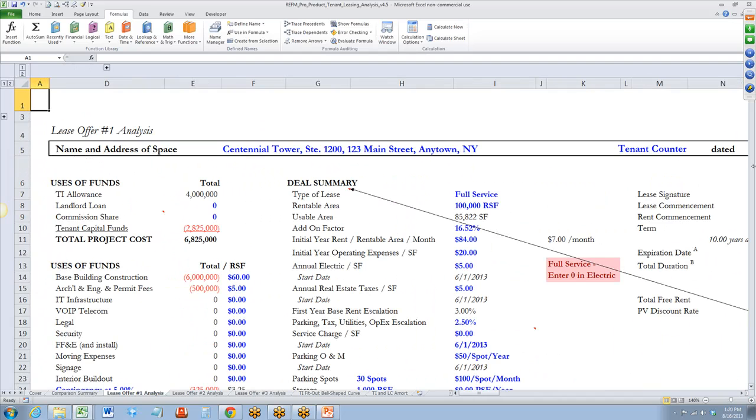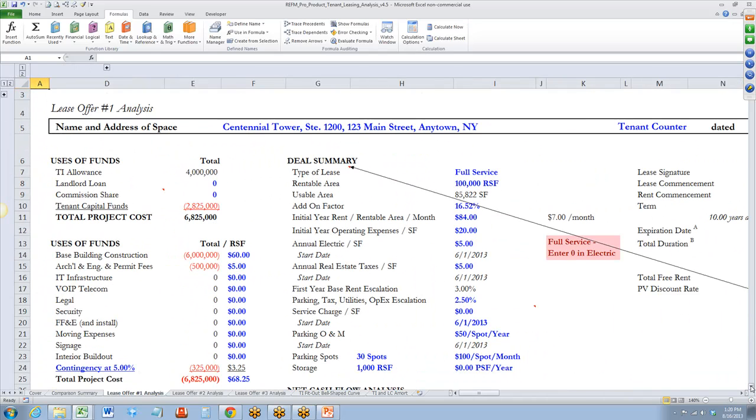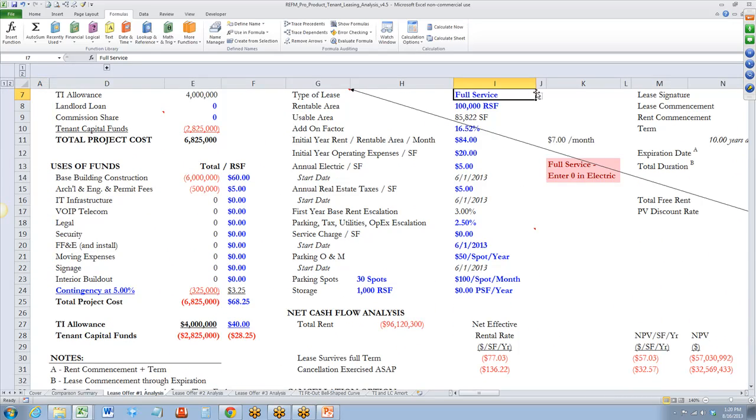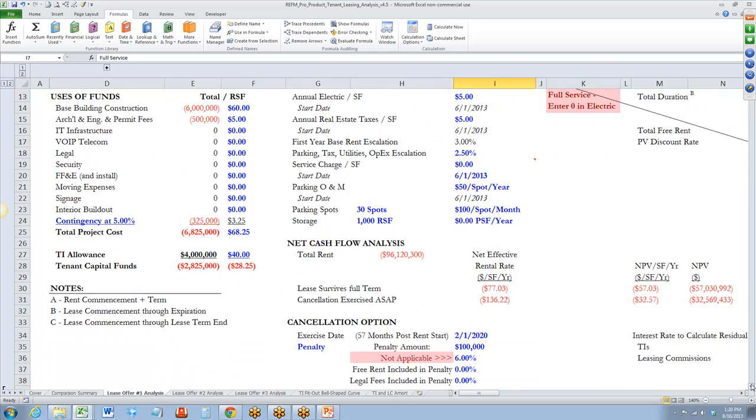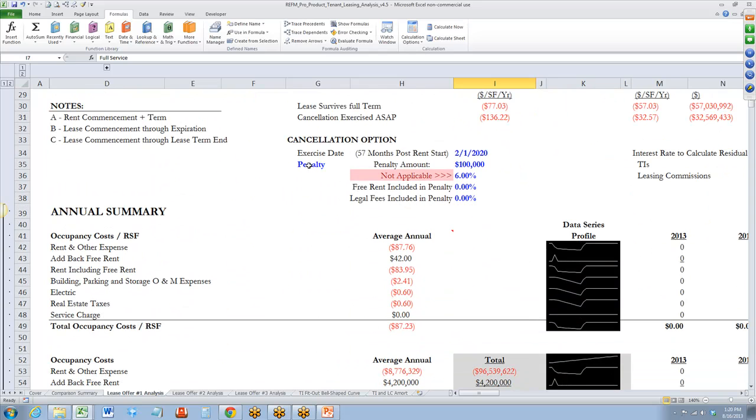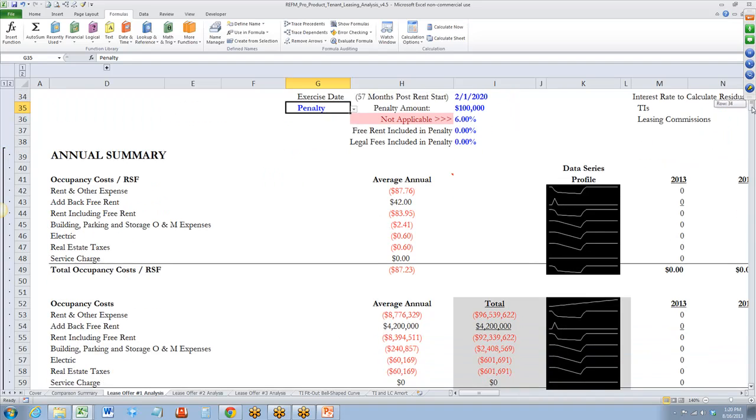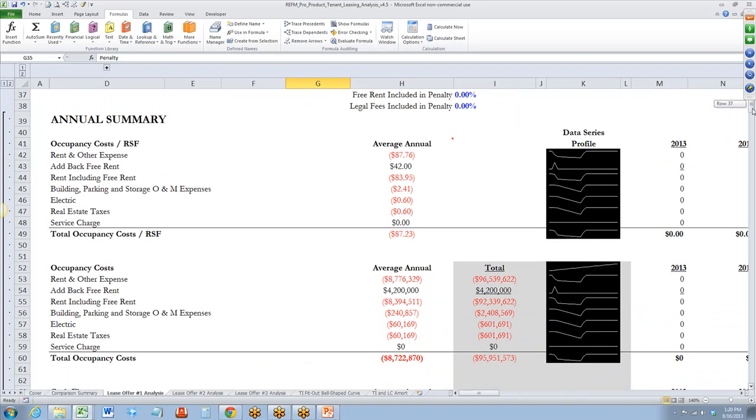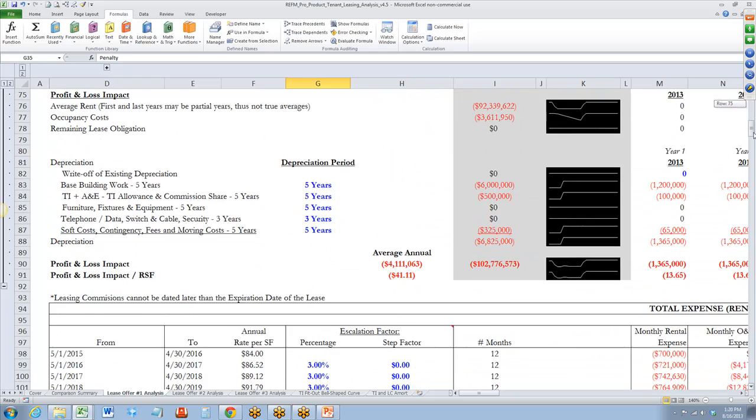Again, it's monthly in nature and allows for all of the nuances, the different lease types and cancellation analyses, assuming that free rent is included in any penalties and legal fees or not. If the penalty on a cancellation is based off of a percentage rate or a dollar amount. And again, it's monthly in nature, and has these terrific annual summaries.